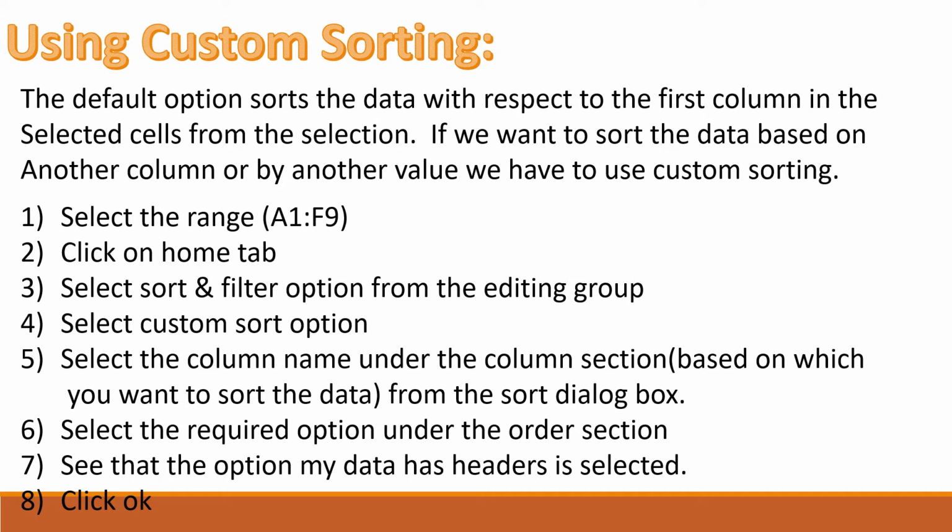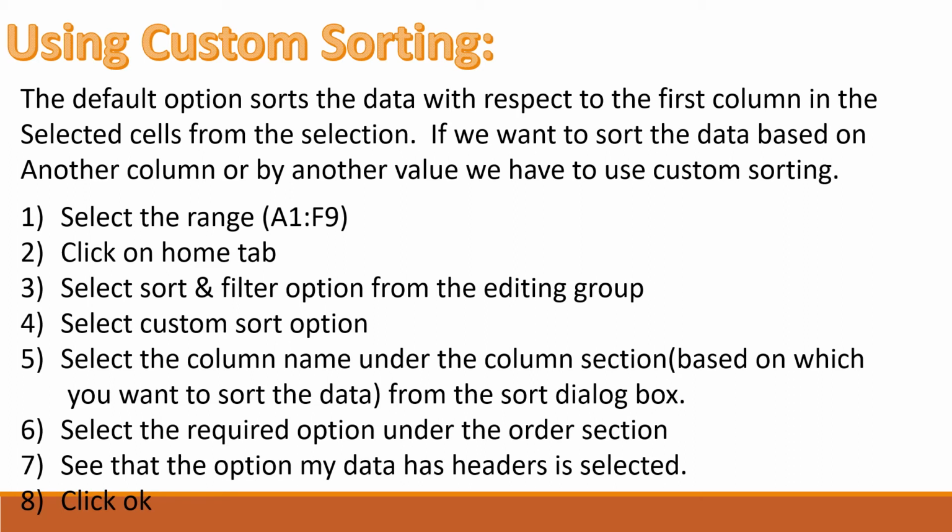Now let us see the procedure to sort the data based on a particular selection or particular rule, which is called custom sorting. The default option sorts the data with respect to the first column in the selected cells. So if we want to sort the data based on another column or by another value, we have to use custom sorting. Now let us see the procedure how to use custom sorting.